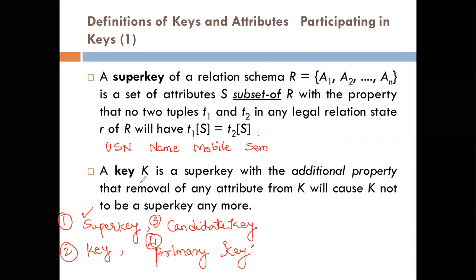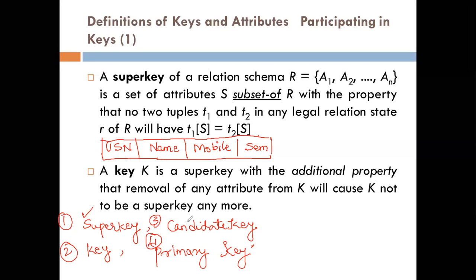For these four attributes, we must obtain a super key. So what is a super key? A super key is a set of attributes. How many attributes are there in this particular table? There are four attributes: USN, name, mobile, and semester.